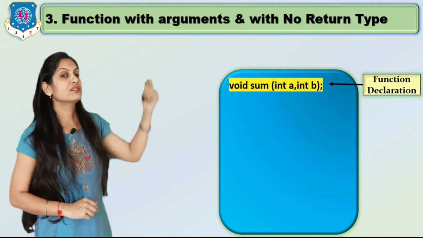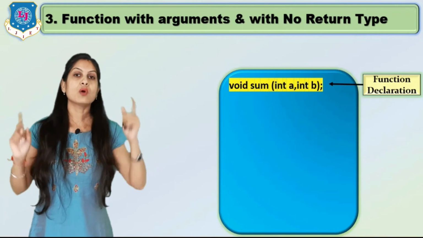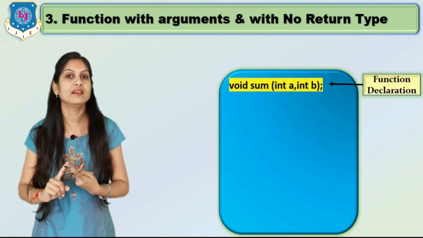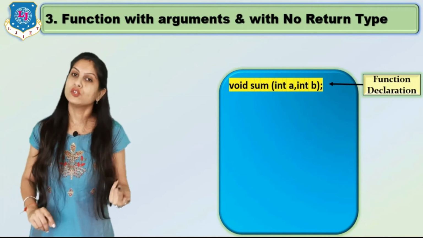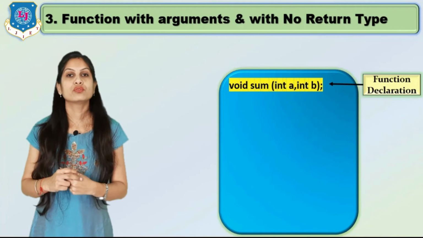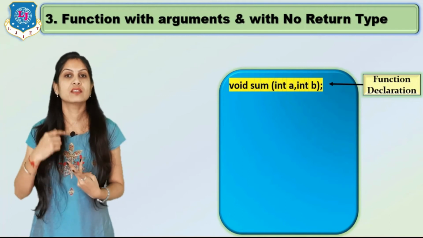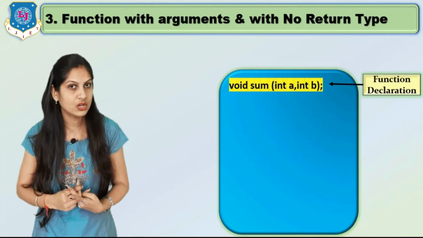Clear? And for that the function definition is just like void sum, and now inside the bracket we are passing two parameters, integer a comma integer b. Why are there two here? Because we require two inputs. Suppose you want to input three values, to find the sum of three numbers, then your arguments are 3. So that depends on your logic.